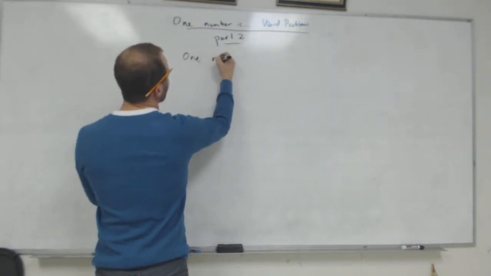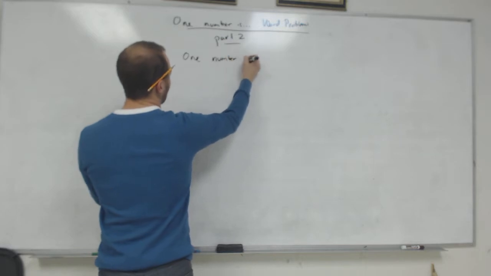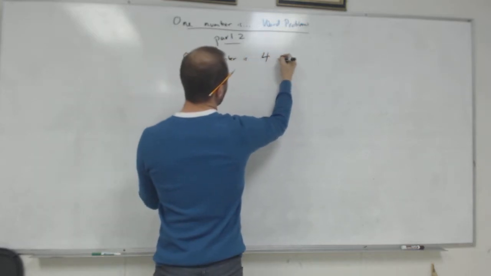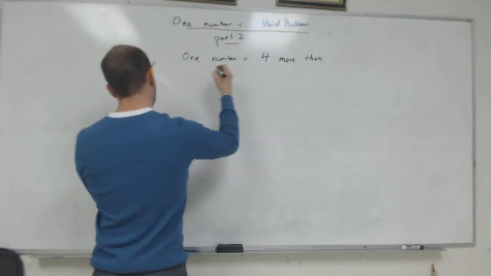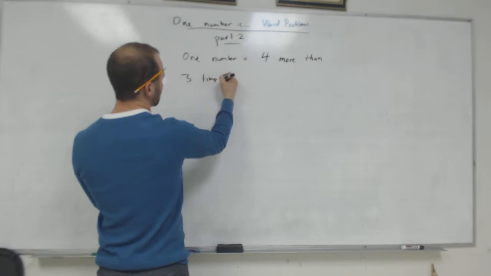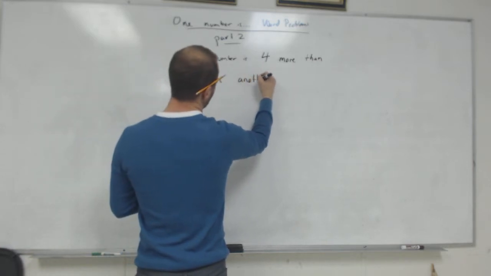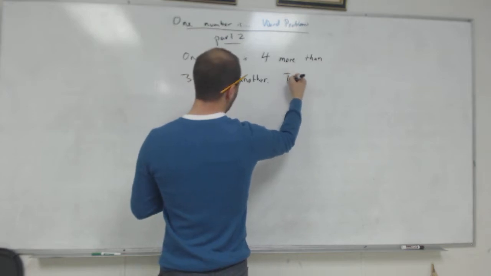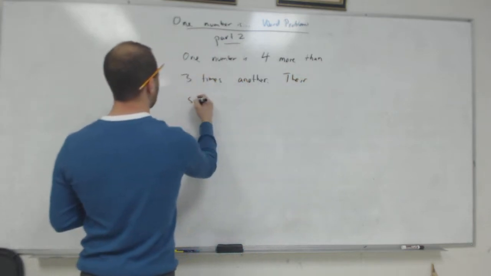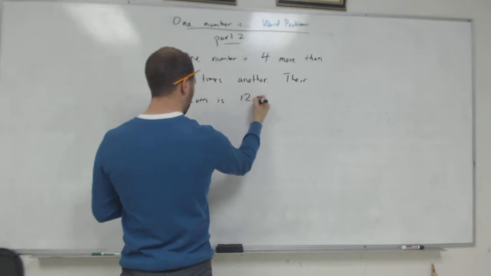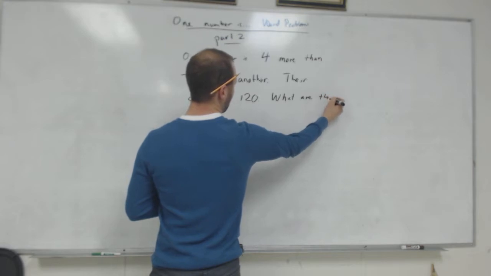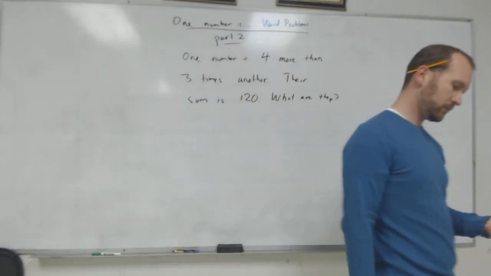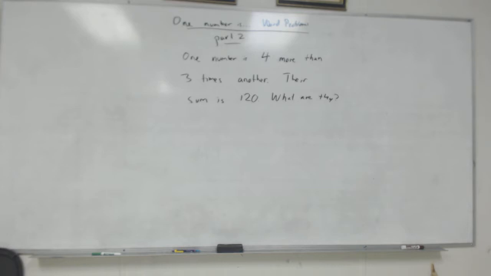One number is 4 more than 3 times another. Their sum is 120. So that's x and then 3x plus 4.